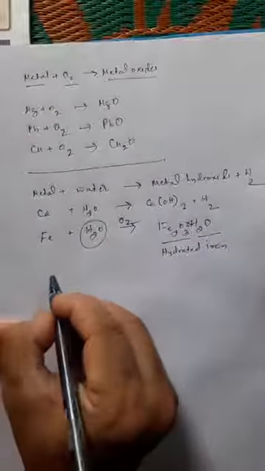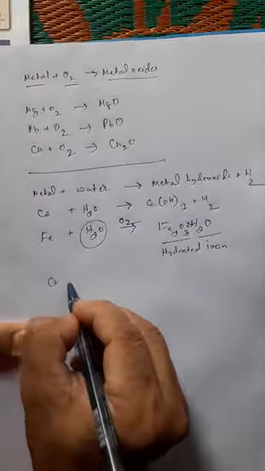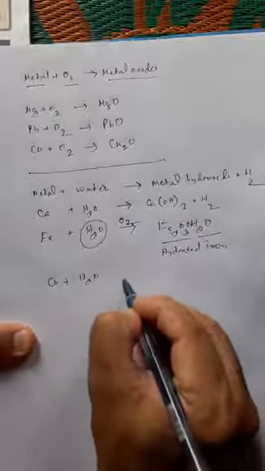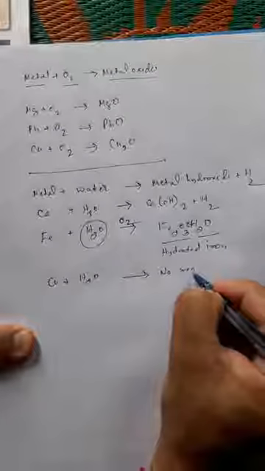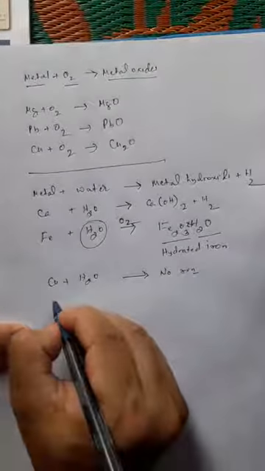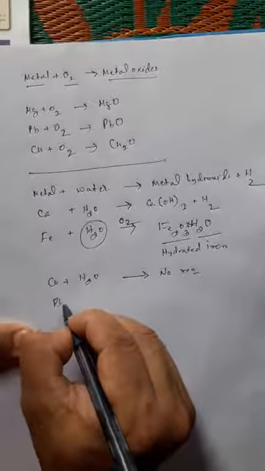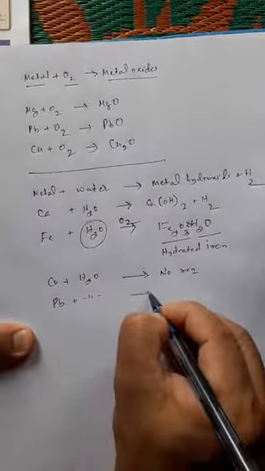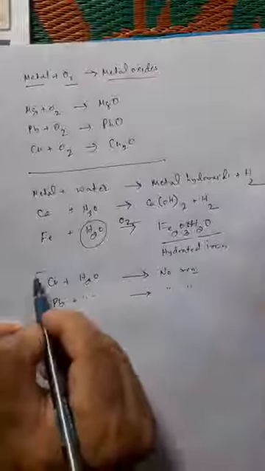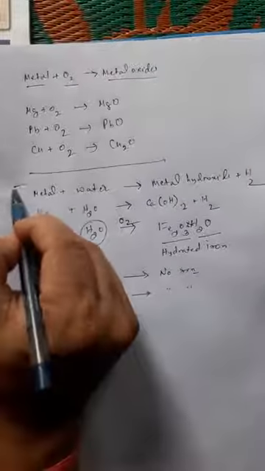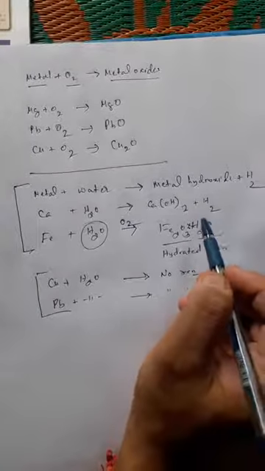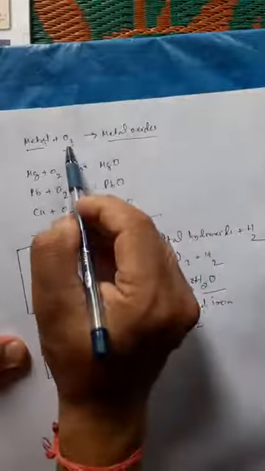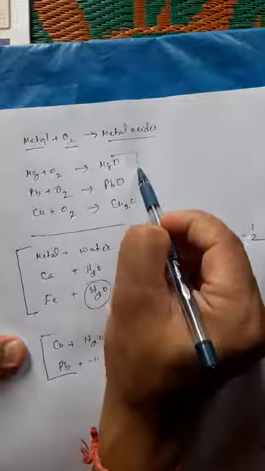Likewise, let me write with the copper reacting with water. Copper reacting with water, there is no reaction. Likewise, lead with water also, no reaction. So these two are having no reactions, and here we can see formation of hydroxide with liberation of hydrogen gas. Likewise, metal react with the oxygen, we can see directly simple product, metal oxides.